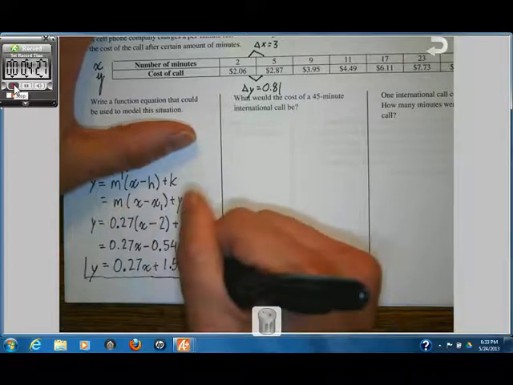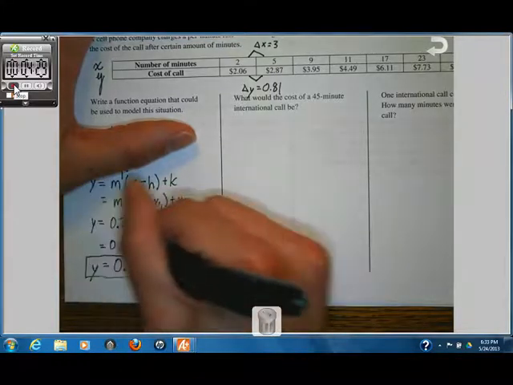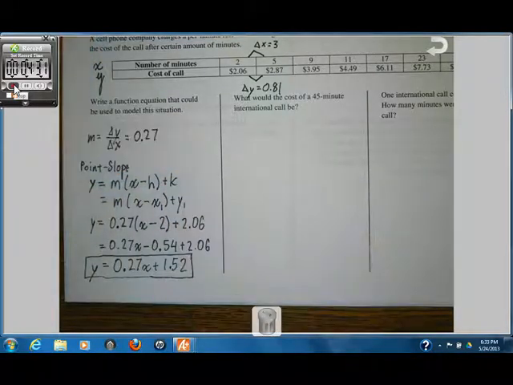Very often on tests we want things in slope-intercept form because there is only one way that a line can be written in slope-intercept form, whereas in point-slope form the combinations are infinite. Now, that being said, we have our function. Now let's look to our two corollary questions.